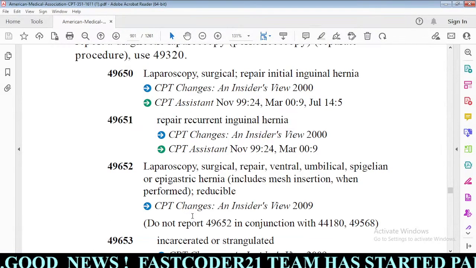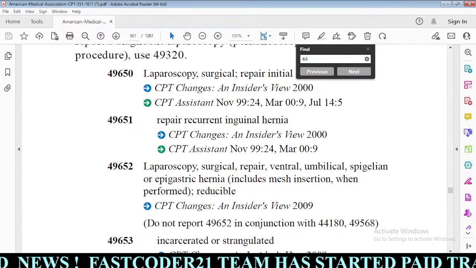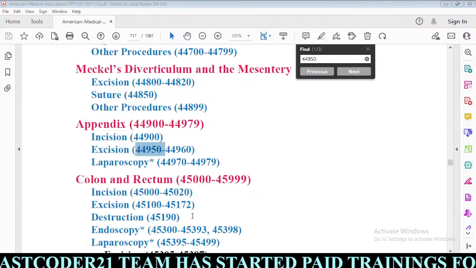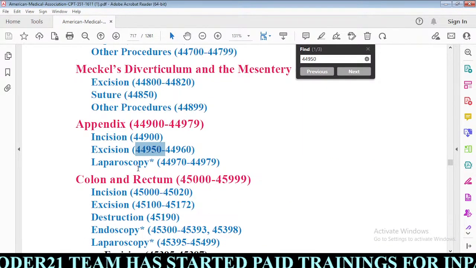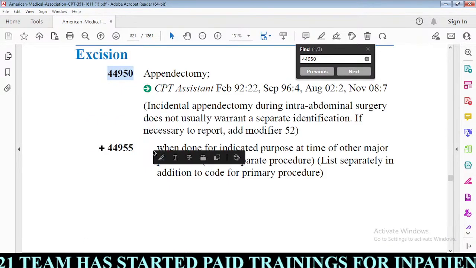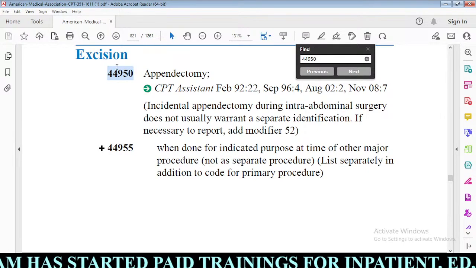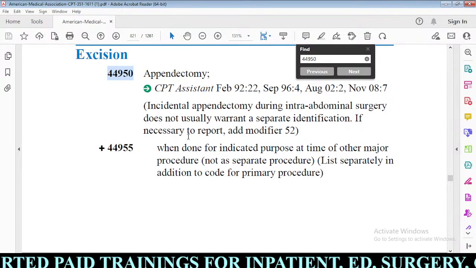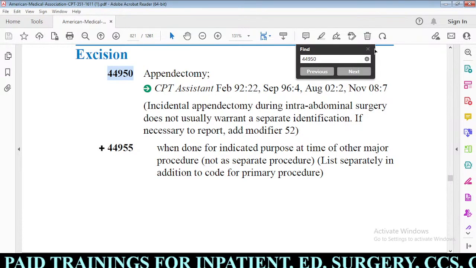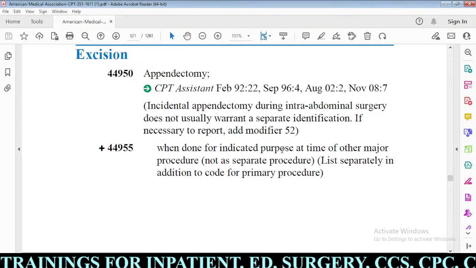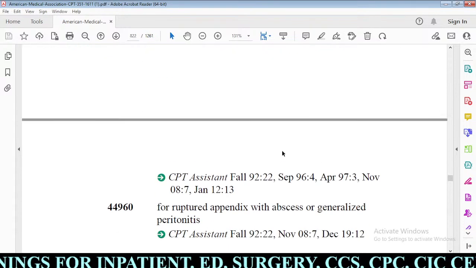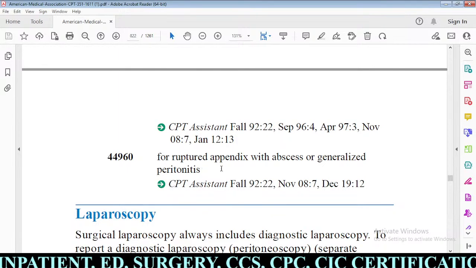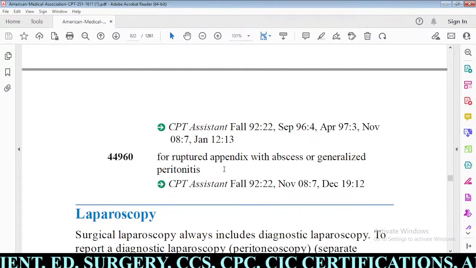So we will check 44950. 44950, excision appendectomy, means it is an open procedure, but based on the procedure, the physician has performed a laparoscopic procedure. So option B is wrong. Next we will check 44960. So 44960 is for ruptured appendix, that is also an open procedure. So C is also wrong.